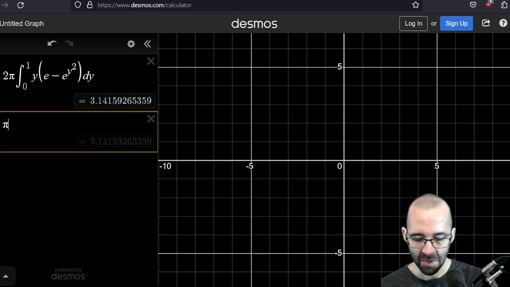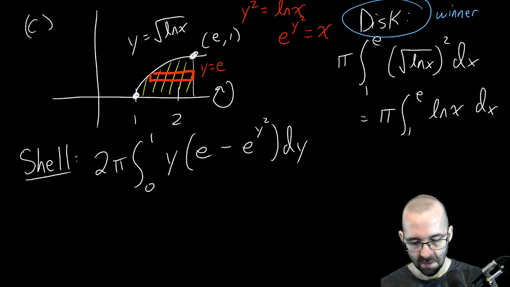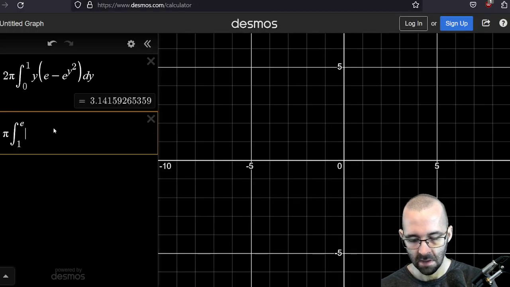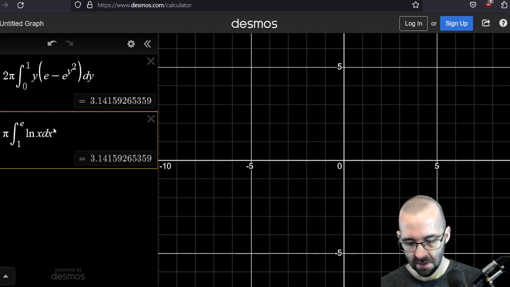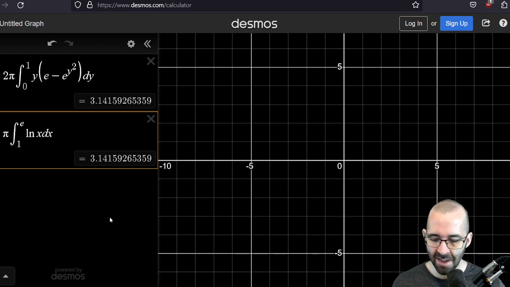Anyway, the other one was just pi times the integral, x going from 1 to e of the ln of x. Again, I think it is kind of weird that this integral is just 1. But it is. So again, they are the same. Fascinating.